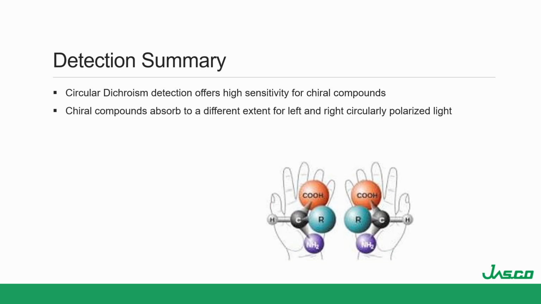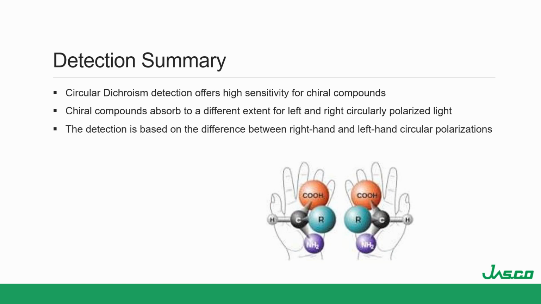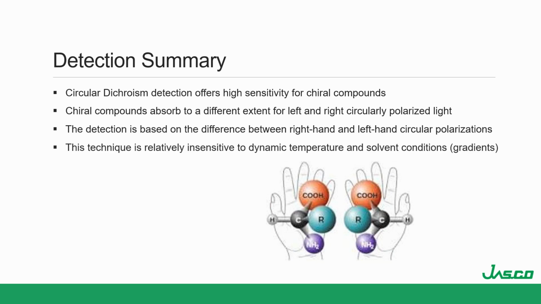Chiral compounds absorb to a different extent for left and right circularly polarized light, and the detection is based on the difference between the left and right hand circular polarizations. This technique is insensitive to changing temperature and solvent conditions, which is another way of saying you can run gradients with this detector. And JASCO is the only one to offer circular dichroism in chromatography.